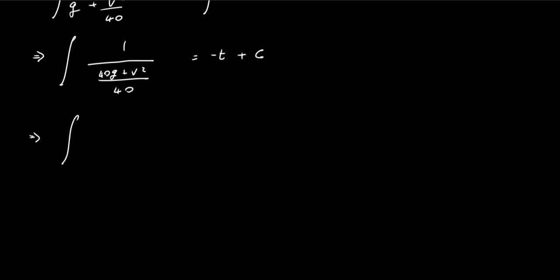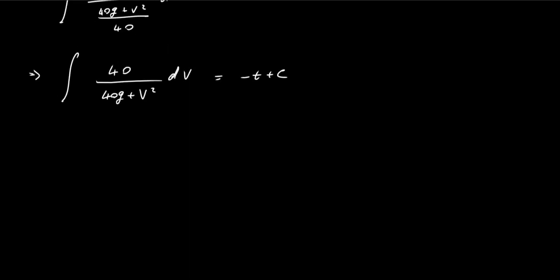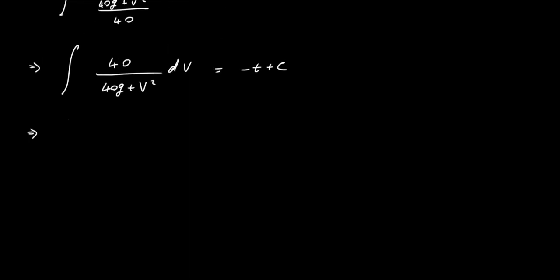So I'll end up here with 40 over, let's see, 40g plus v squared, and that is with respect to v, by the way, so that's dv, and on the right hand side again minus t plus c. So on the left hand side I will just get 40 over 40g, which is 392. So I'm going to put the v squared here, and what I'm going to do is write down the square root of 392, which is 14 root 2. So I'm going to write down 14 root 2, which I'm going to write down as being squared.